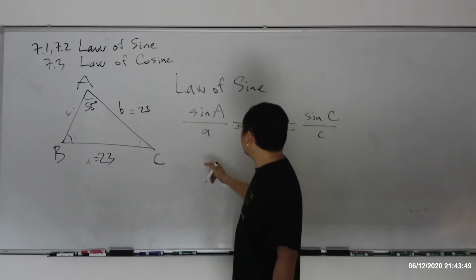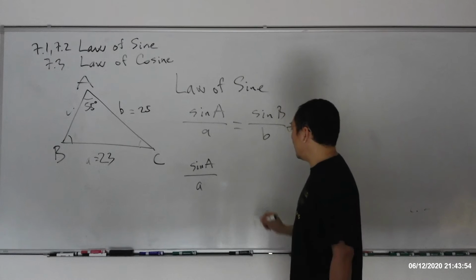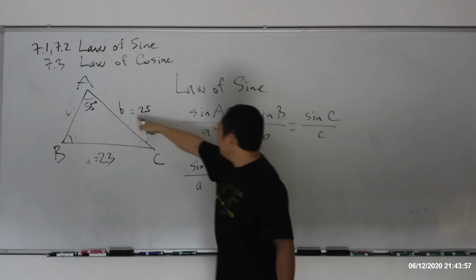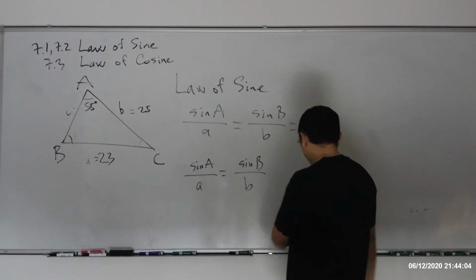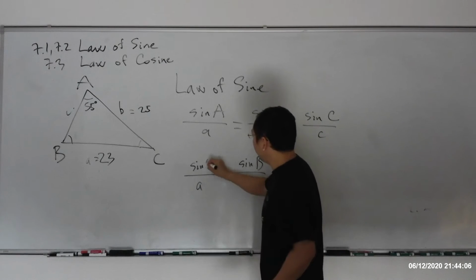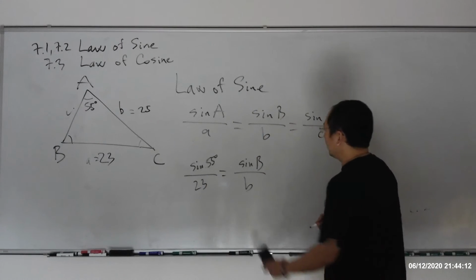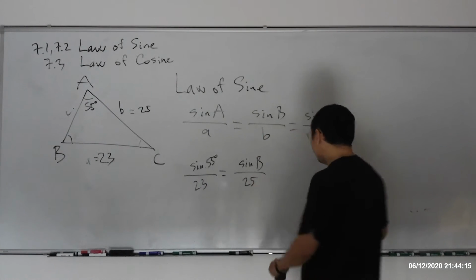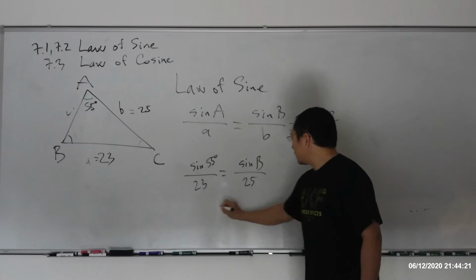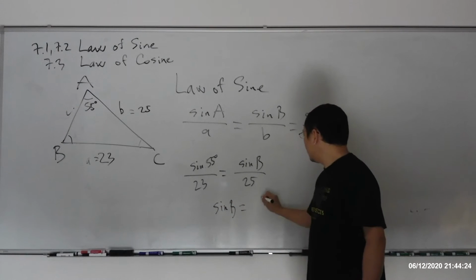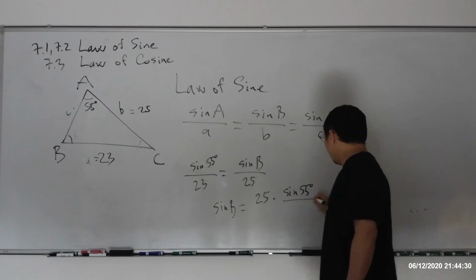Okay, so A I know, so I'm looking here. Sine A over the side A equal to sine of B over B. Sine angle B over B. What do I know? I know that angle A is equal to 55 degrees, and the length A is 23 feet, and the length B is 25 feet. So obviously I can calculate the angle B. Cross multiplied in here. So sine B is equal to, multiply both sides by 25, 25 times sine of 55 degrees over 23.